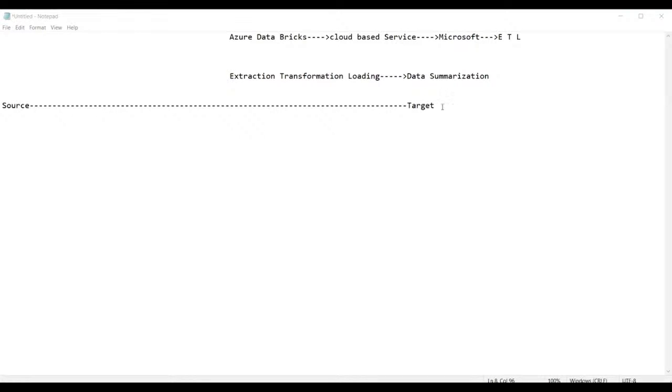Source is nothing but the source of data. That is, the place from where we get the data is called the source of data. A place from where we get the data is called what? Source of data. So I'm using source of data.